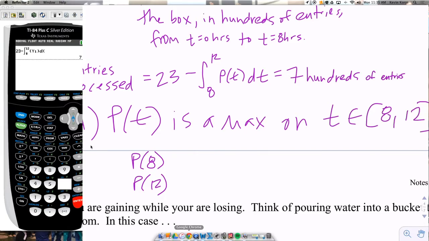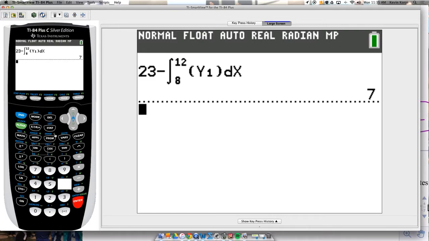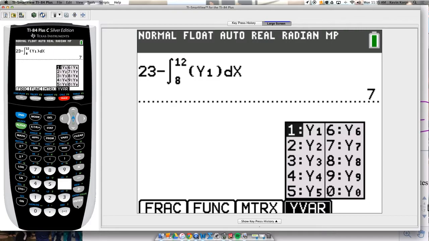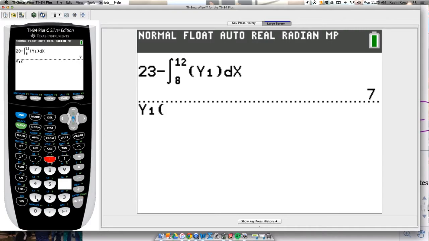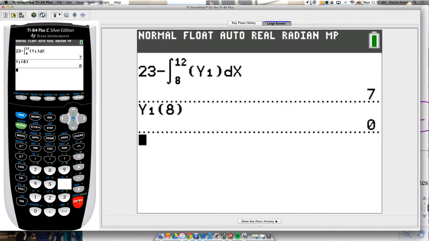Now let's figure out P of 8 and P of 12, because I already have that in Y1. So alpha trace from the home screen, I do that of 8. This will tell me how fast they're being processed. 0 hundreds of entries per hour. Does that make sense?